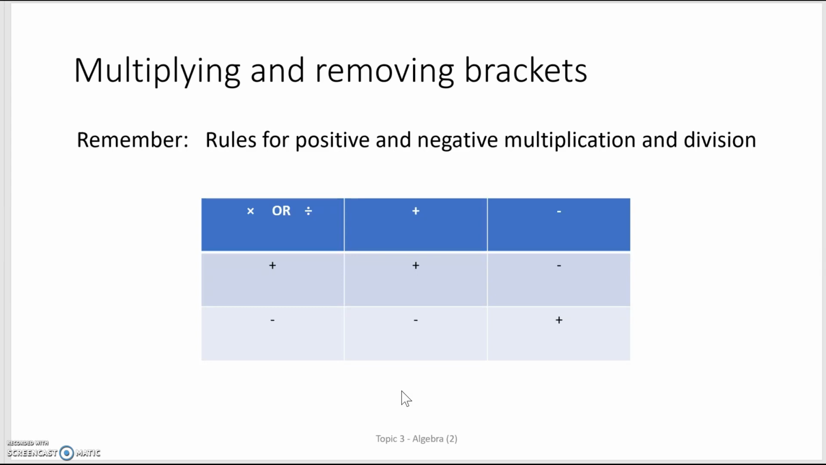We were looking at positive times positive to give us a positive, and negative times negative, that also gives us a positive, and then negative times positive to give us a negative, and so on. So if we were to write that in algebra, A times B is positive, and negative A times negative B is positive, because negative times negative is positive. Same for division.